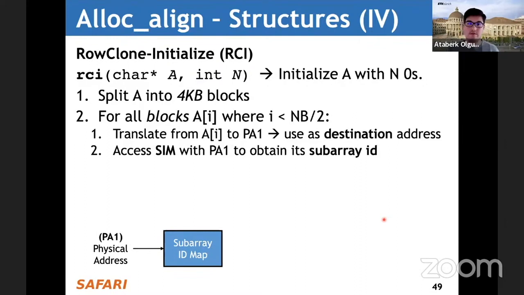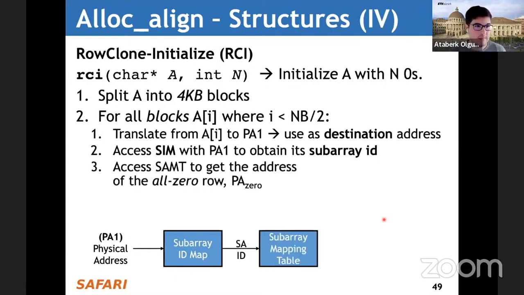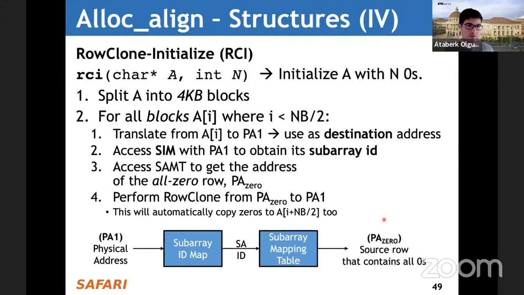which stores the information of which physical address is mapped to which subarray. And we will retrieve the subarray ID of this physical address. And then later we will access the SAMT to get the address of the all zero row that we reserved in every entry for this subarray. And this we will call PA0. And then the only thing that's left for us to do is to perform a row clone operation from this physical address with all zeros to PA1.